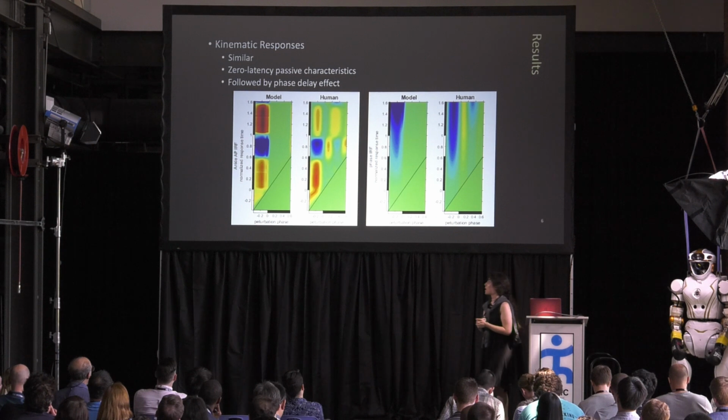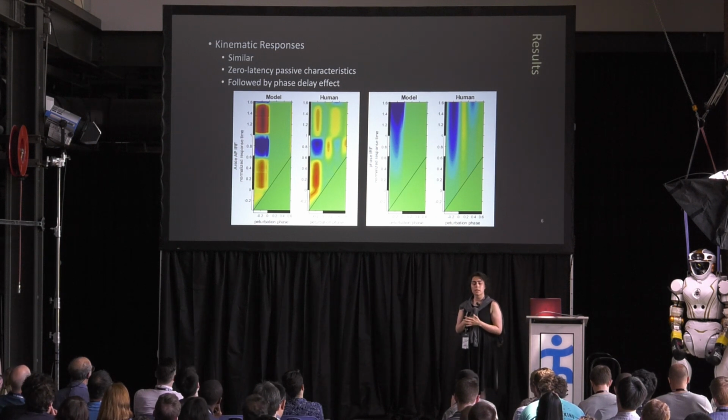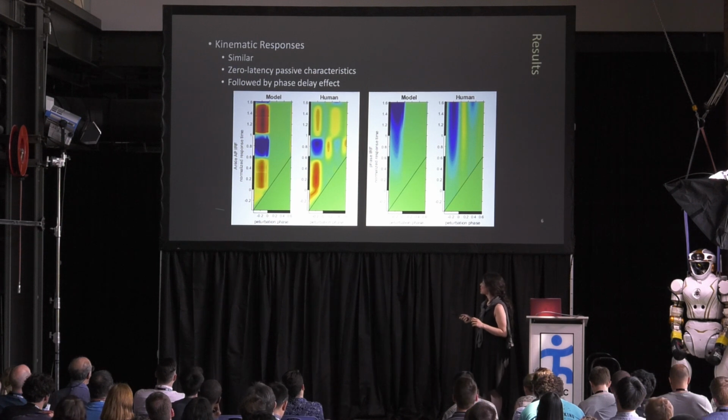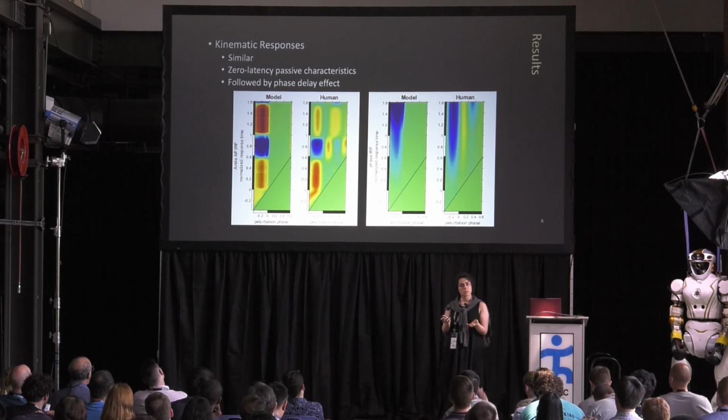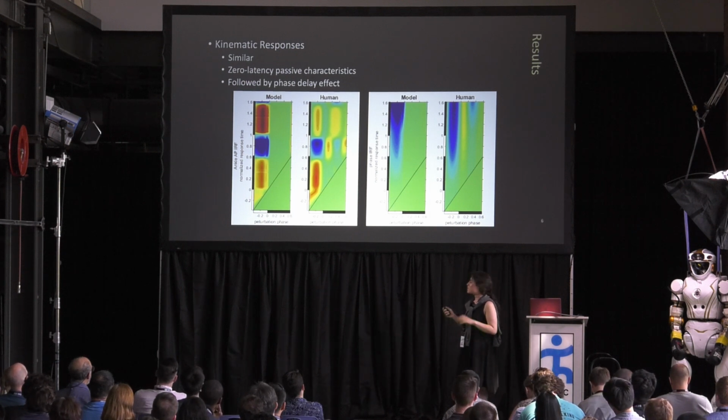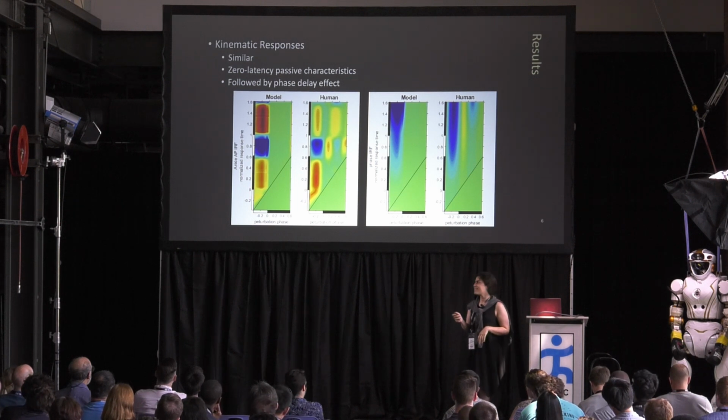And so this is what we found. We found that the kinematic results are very similar across model and human, and this is basically the genius of this model. On these figures, on the horizontal axis, you have the perturbation phase when the leg was pushed forward. On the vertical axis, you have the response time. And if you're not familiar with these graphs, don't worry, just notice how similar they are to each other.